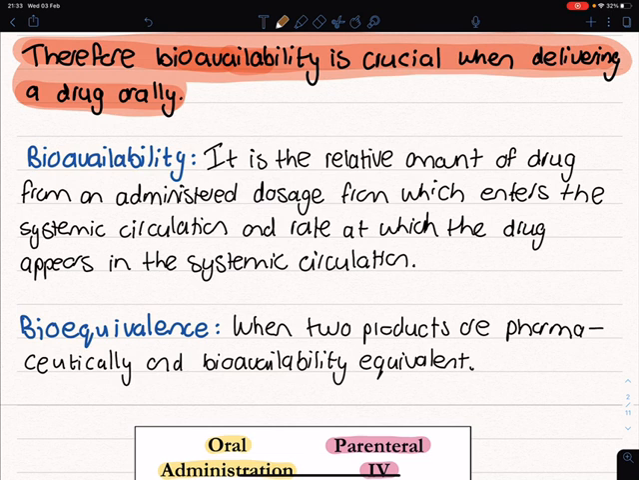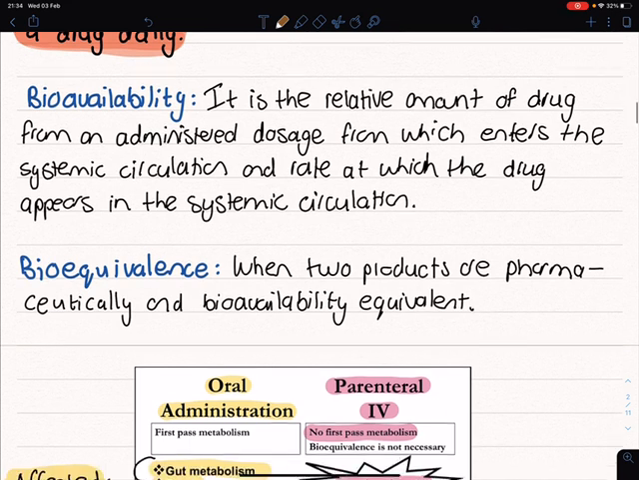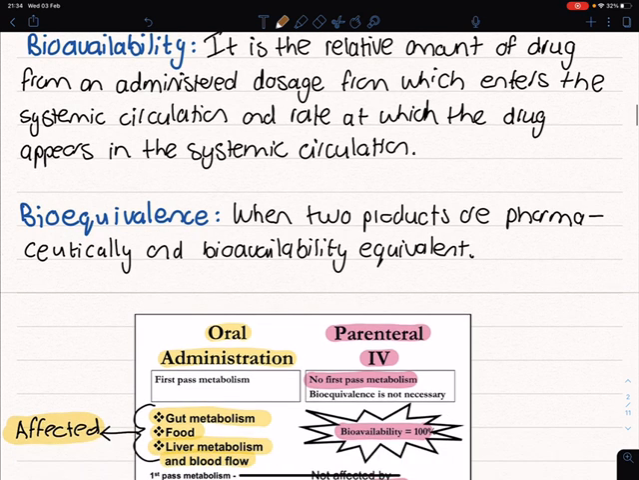Also, a nice definition of bioavailability, which is interesting, is that it's not only the amount of drug that reaches the systemic circulation, but also the rate at which the drug appears in the systemic circulation. So it's the amount, the portion, as well as the rate. Then there's also a definition, bioequivalence. This is when two drugs are pharmaceutically the same and their bioavailabilities are the same, then they are bioequivalent, or equivalent.